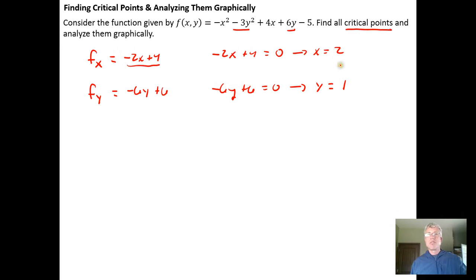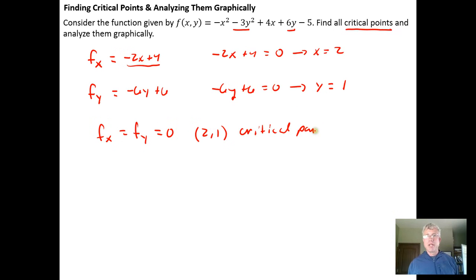So this tells us that the partial derivative in the direction of the x-axis is always 0 when x is 2, and the partial derivative with respect to y is always 0 when y is equal to 1. So for them to be simultaneously equal to 0, which is where the critical points will occur, we're going to need the ordered pair (2, 1), the only ordered pair at which both derivatives will be simultaneously 0. So this is our critical point.